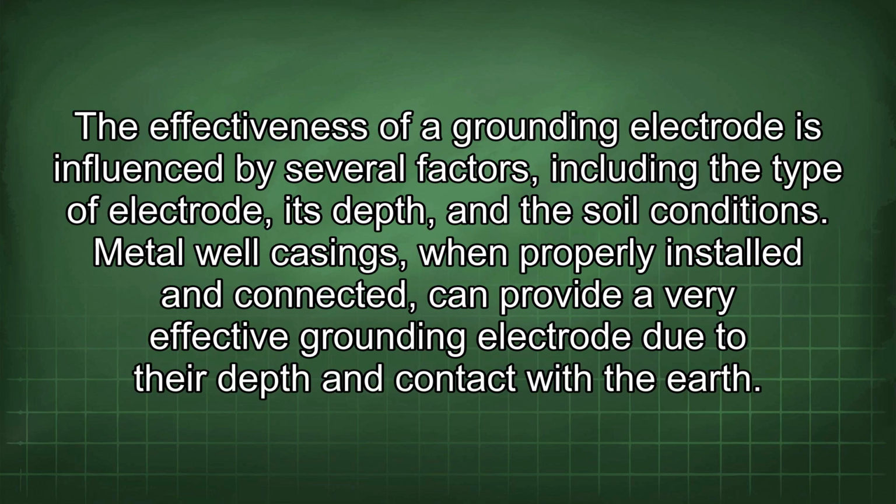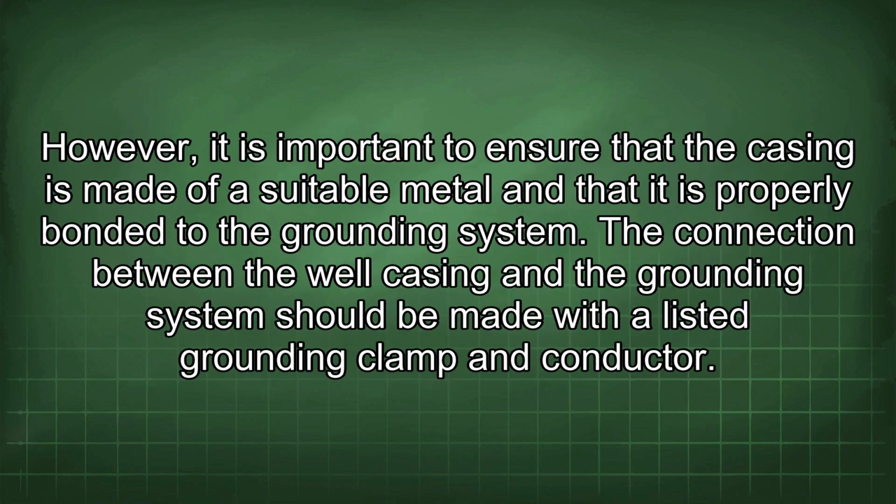The effectiveness of a grounding electrode is influenced by several factors, including the type of electrode, its depth, and the soil conditions. Metal well casings, when properly installed and connected, can provide a very effective grounding electrode due to their depth and contact with the earth. However, it is important to ensure that the casing is made of a suitable metal and that it is properly bonded to the grounding system.